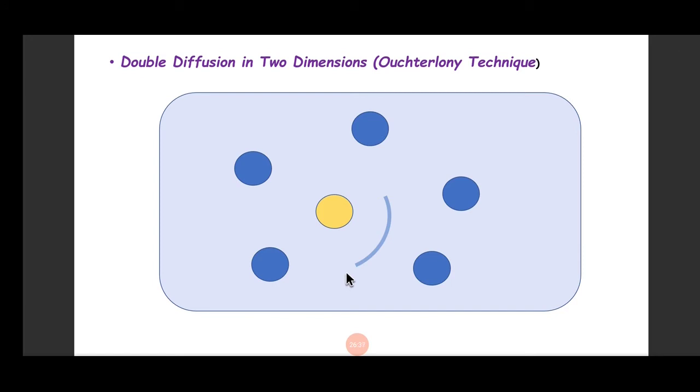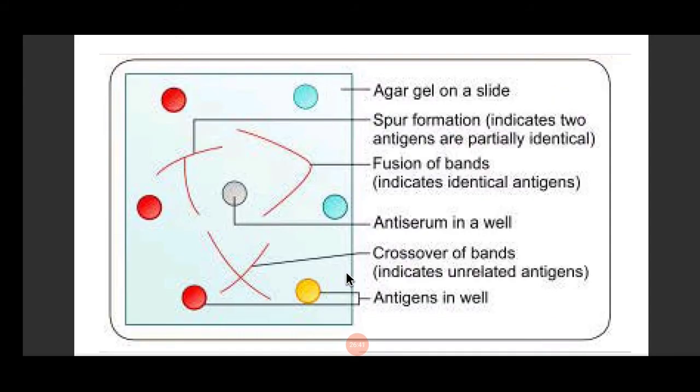By this method, you can use multiple antigens and look at which one is reactive against the antibody. This is the antibody well, these are multiple antigens, and they all are giving a line of precipitation. By this method, you can also know how much the antigens are related to each other. For example, these two antigens, their lines are fused. So they are similar kinds of antigen. They are not giving a crossing line. And these two antigens are separate from each other, chemically different from each other.